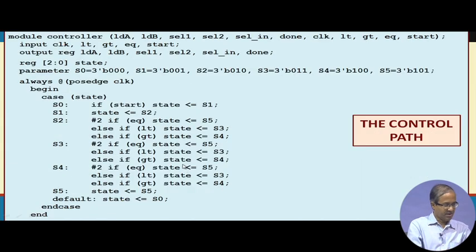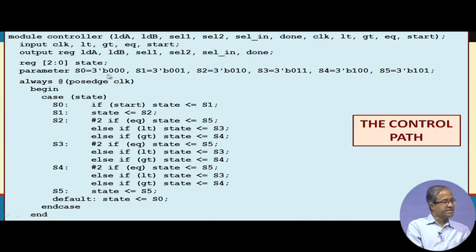Now, the controller. Again, it will be generating all the control signals for the data path. Done, clock, less than, greater than, equal to and start are the signals which it is taking as input. These are inputs, and the signals which it is generating for the data path, these are outputs, and because you are using a procedural block, you have declared them of type reg.